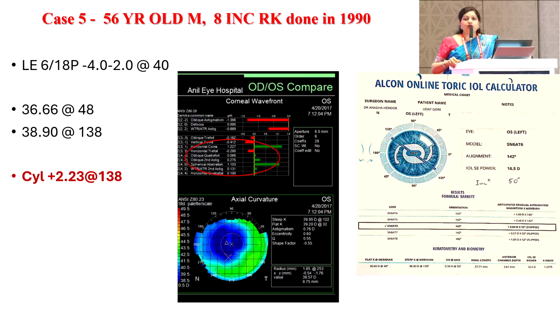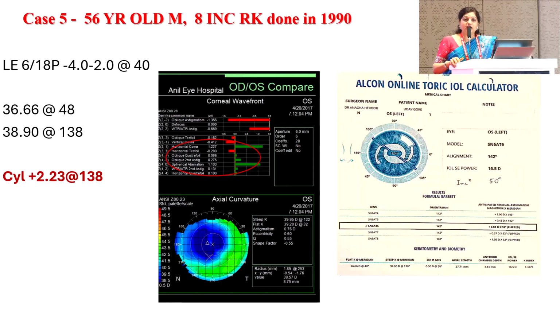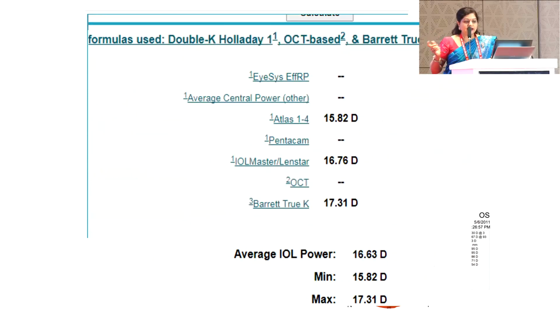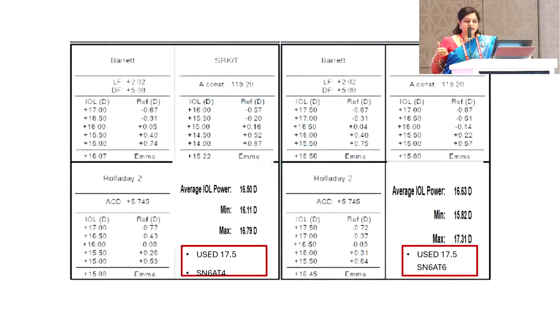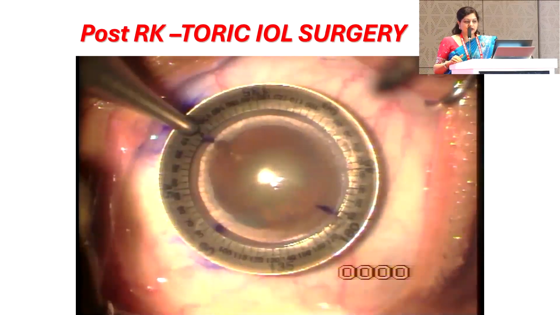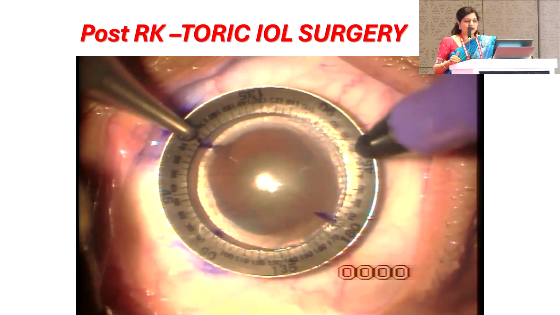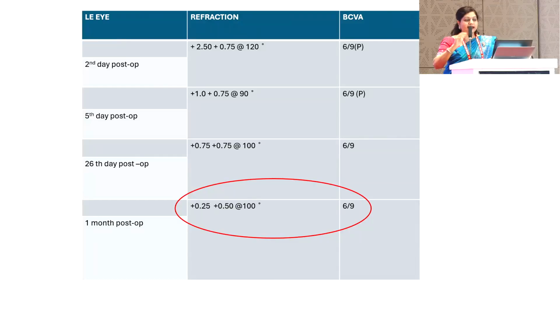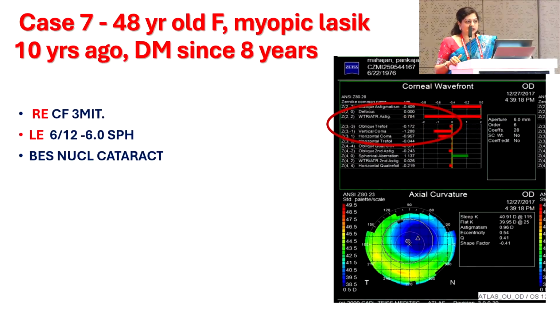Now, whether to do a toric IOL in these cases or not is slightly controversial, but I have done a lot of torics in post-RK patients. For example, in this patient, the average IOL power was 16.6 and we used a 17.5, with a slight myopic target. And you can see how on the second day post-op it's plus 2.5. But you wait for 3 to 4 weeks and this patient settled down because the transient hyperopia reduced.